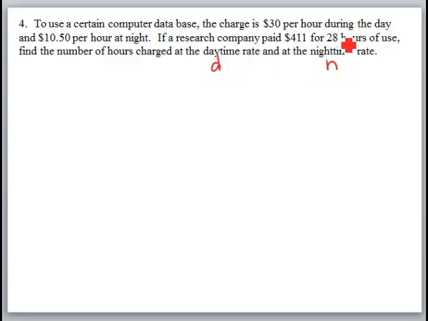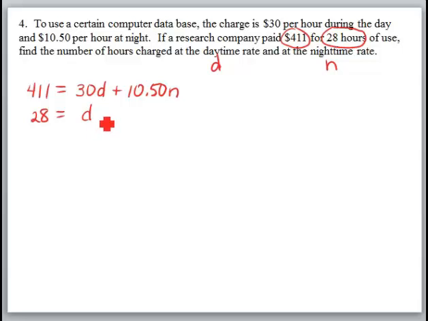Well, we know there's two totals that use 28 hours of time, and it cost them $411. So I'll write those as my two totals. Those two totals equal something. The first total equals the total amount of money they paid. So it costs $30 for every daytime hour and $10.50 for every nighttime hour. The 28 hours is the total number of hours that they were using this database. So daytime hours plus nighttime hours.